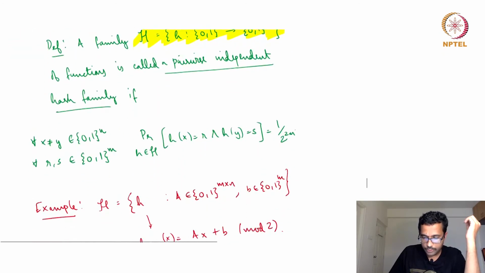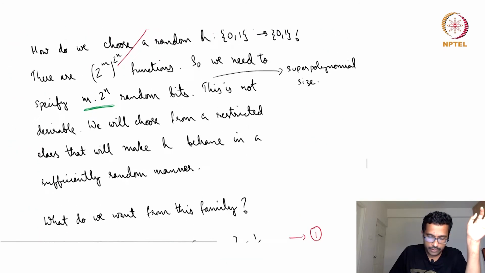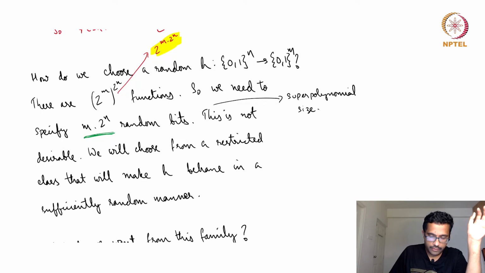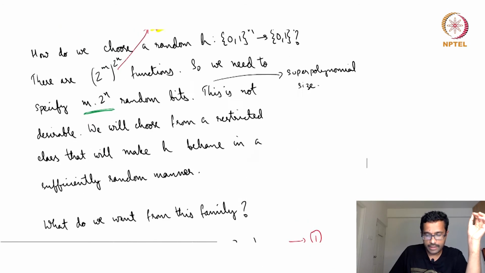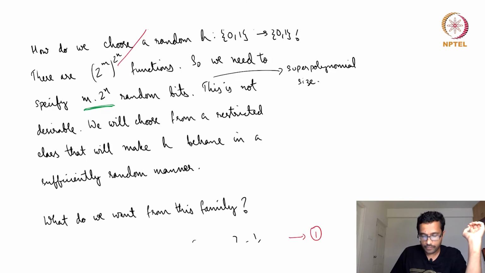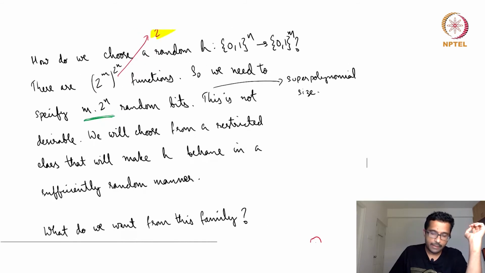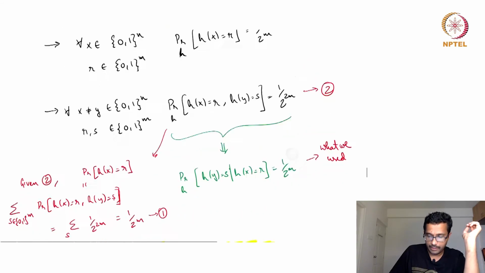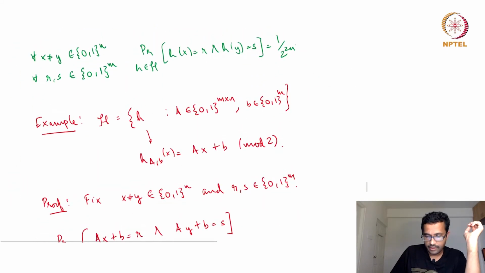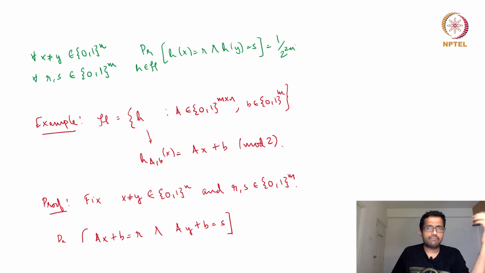Now all that remains to show for our earlier proof is that we can specify the random h using polynomially many bits. m multiplied by 2^n was not polynomially many bits. So we will see one example. Again, there are different ways of constructing pairwise independent hash functions. We will see one example which is fairly simple and which will convince you that we can do this, and that would be enough for us to see the proof.